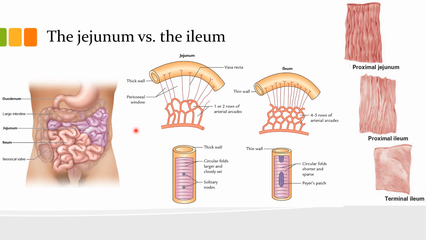First of all, the position. The jejunum is mostly in the left upper part or left upper quadrant of the abdomen, and it is shorter. We said it represents two-fifths of the length of the small intestine. The ileum is in the right lower part and it is longer, three-fifths of the small intestine, but this is variable.